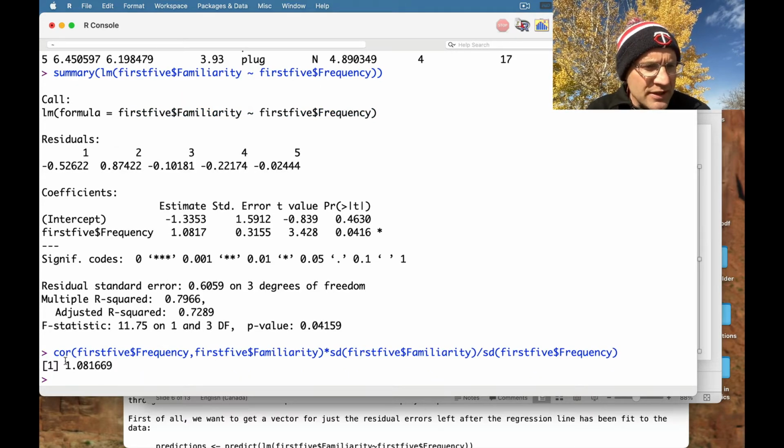And the slope is 1.081669. Up here, it's listed as 1.0817, so there's a bit of rounding off here, but it's the same thing. Basically what this so-called estimate is telling me in this table of numbers is that this is the slope.